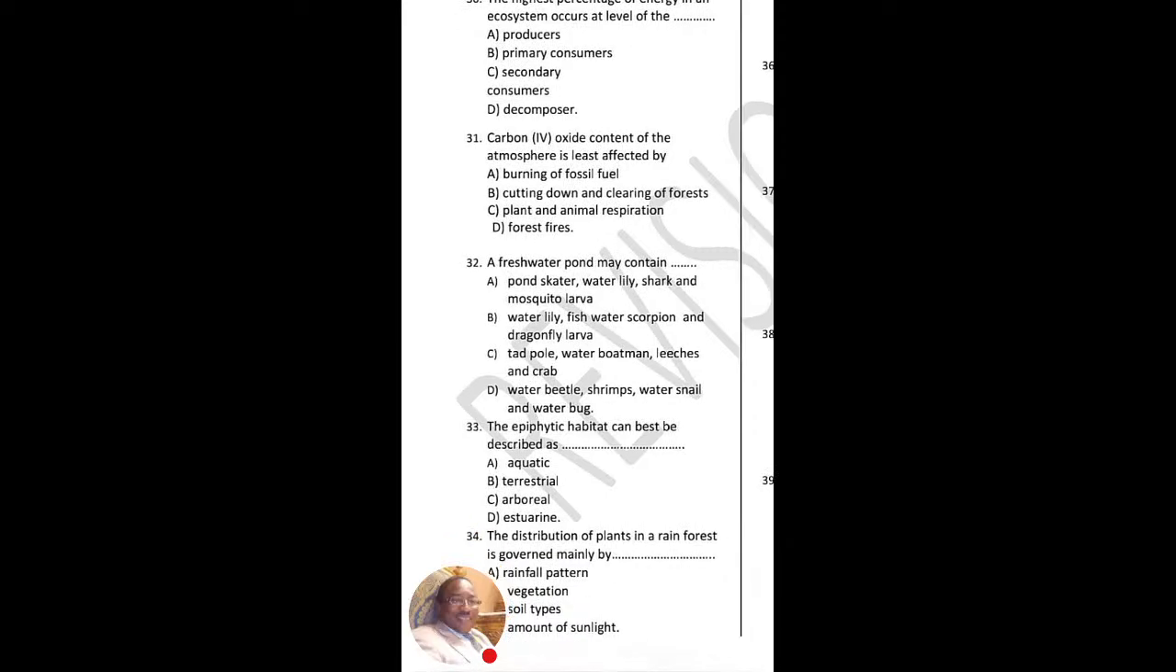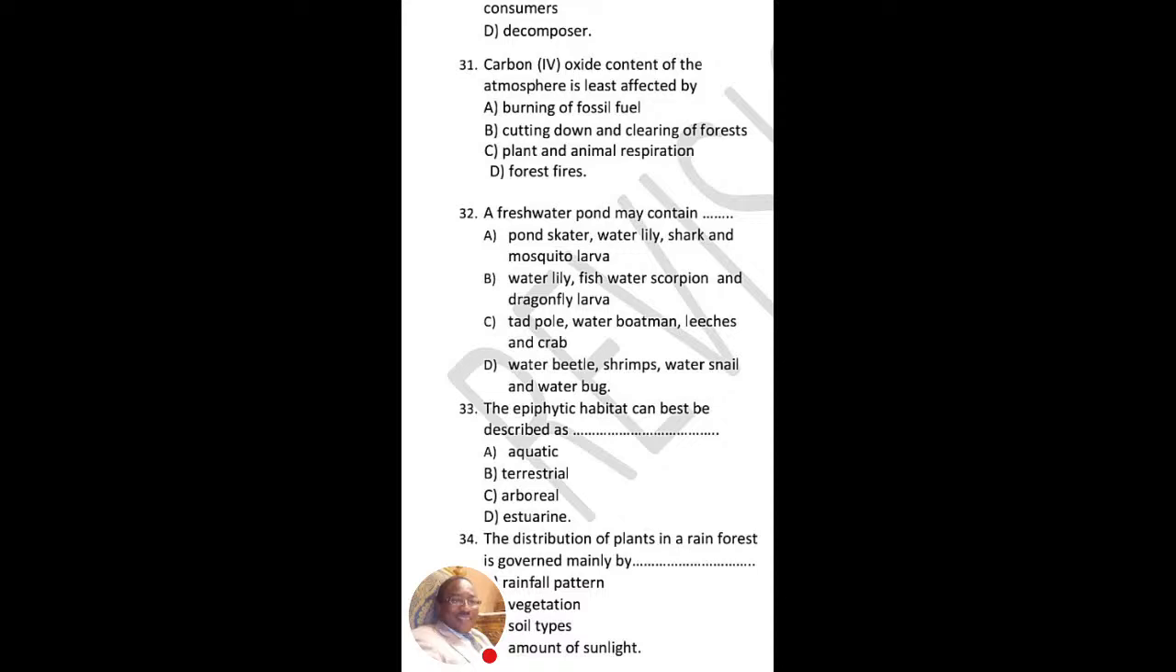Number 33. The epiphytic habitat can best be described as A, aquatic, B, terrestrial, C, arboreal, D, estuarine. If you don't know what epiphyte is, you can't answer number 33. Epiphytes are plants that grow on other plants for support, and habitats that are on trees are called arboreal. That's why the correct answer to number 33 is C. Epiphytes are found on trees. That's why the answer is arboreal.